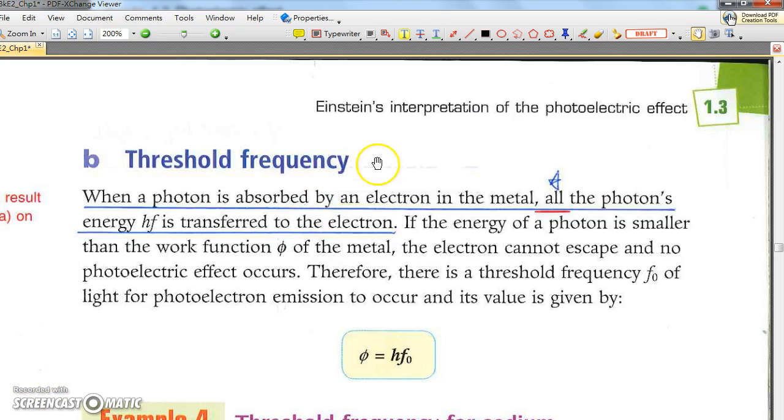Well, threshold frequency is the minimum frequency which just gives enough energy to pay off the work function. Simply speaking, the energy of the photon of threshold frequency, h f_0, is exactly equal to the work function.